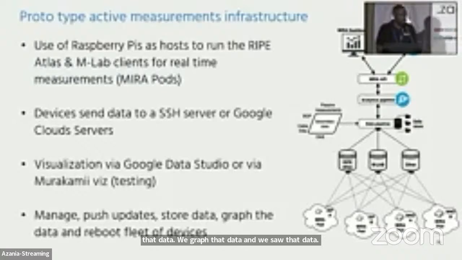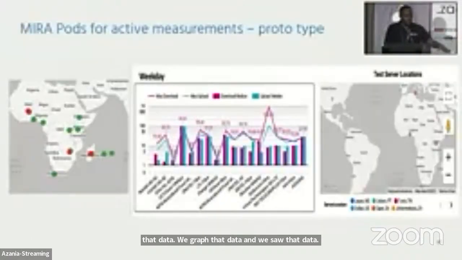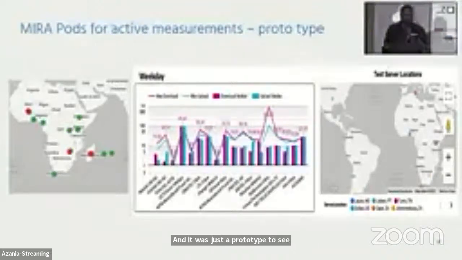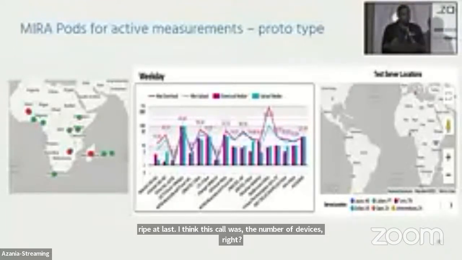We did it for a couple of years. We could get graphs like that, statistics like that. And it was just a prototype to see how we can do it. Of course, there are much larger deployments, like RIPE Atlas. I think the number of devices on RIPE Atlas is 12,000. So here we had only 26, and we use it as a lesson learned.